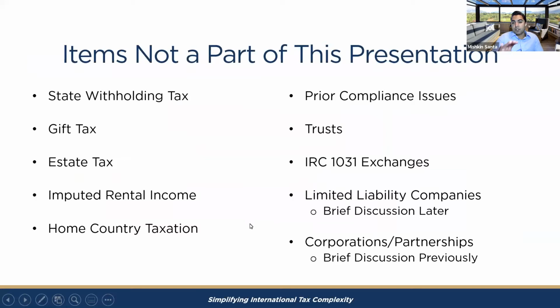So again, just to set the tone here, this presentation is pretty much geared around individuals and income tax with a slight bent towards the G4 visa holder. So things that we're not going to be talking about: I'm not going to be talking about state withholding tax, which in some states would apply to these transactions, gift tax, estate tax, imputed rental income. So sometimes we see foreign owners of US real property perhaps letting people use their real property. There could be quote unquote imputed rental income in that situation.